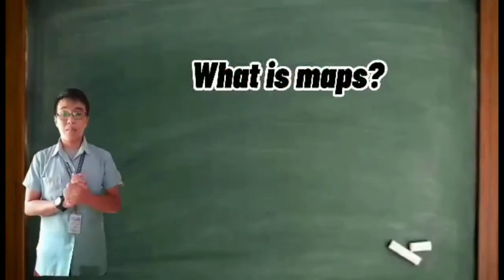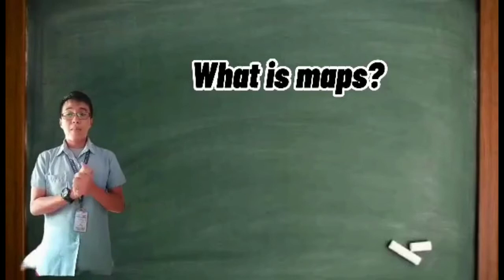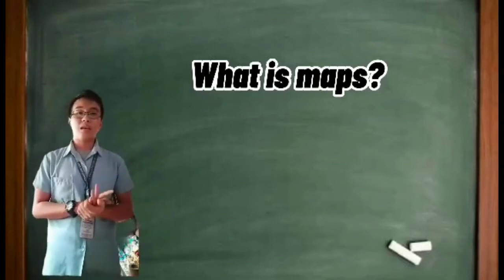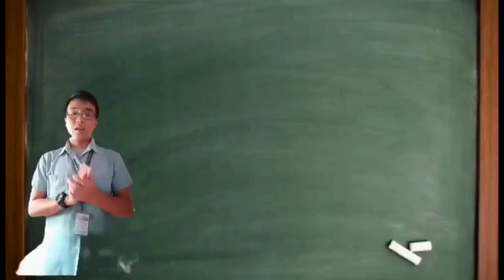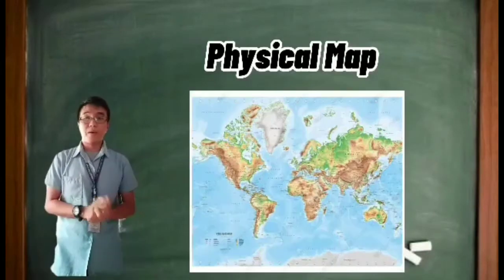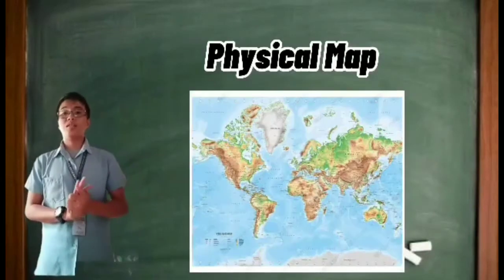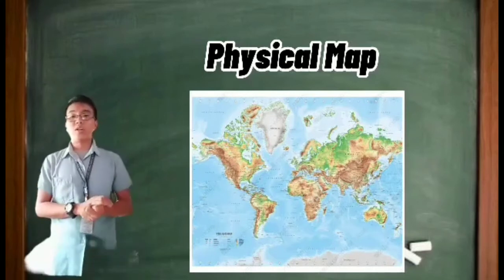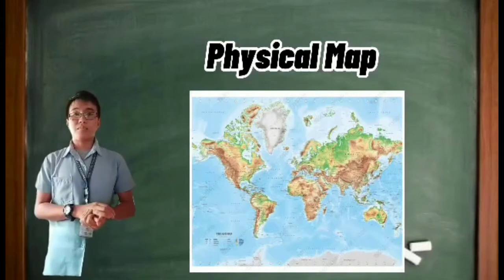Let's go to the maps. So what is a map? A map is a representation of the surface of the earth or some parts of it. And let's go to the kinds of maps. First is the physical map, which combines in a single projection data like altitude, temperature, rainfall, precipitation, vegetation, and soil.